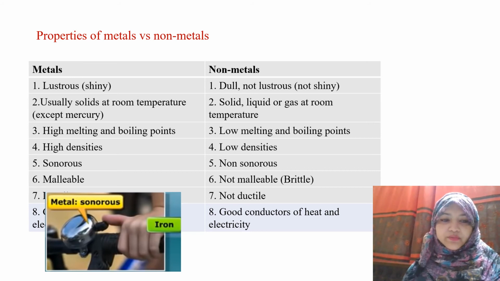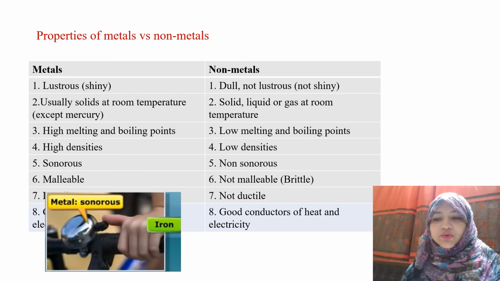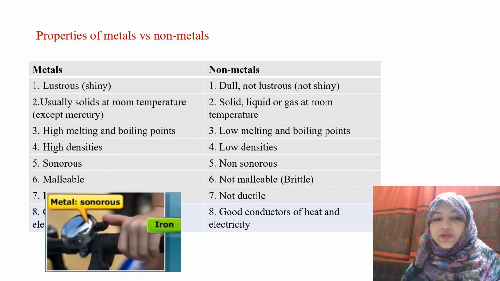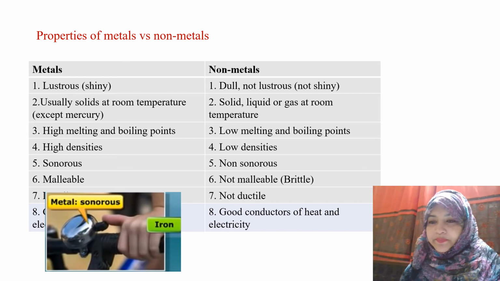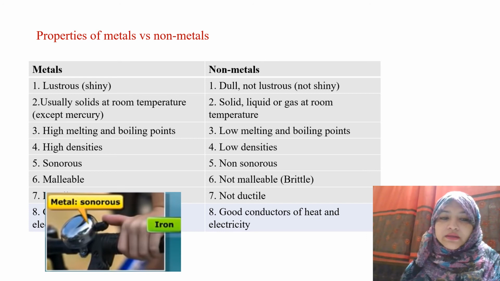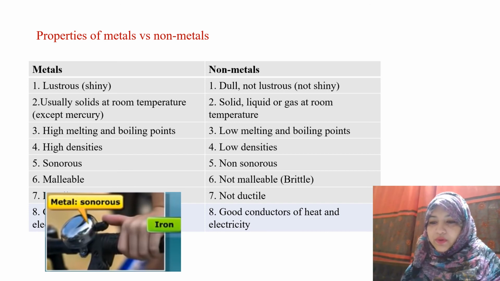And number two, metals are usually solids at room temperature, except mercury. Mercury is a liquid metal, an exception. Only mercury is liquid in phase; otherwise other metals are solids at room temperature. Non-metals can be solid, liquid, and gas at room temperature. And number three, metals have high boiling points. Metals usually have very high melting and boiling points.